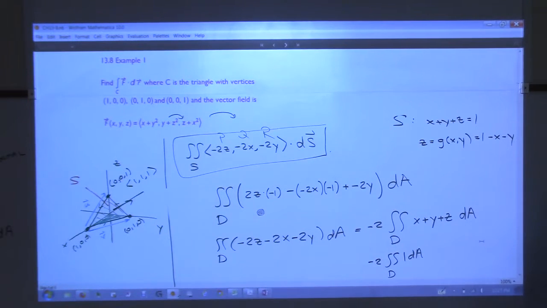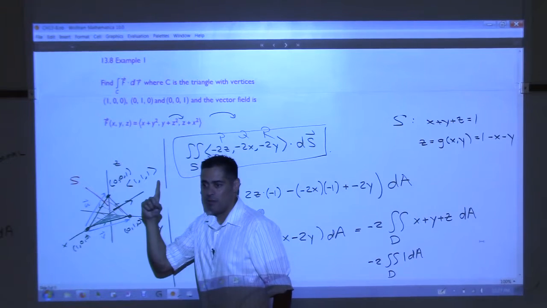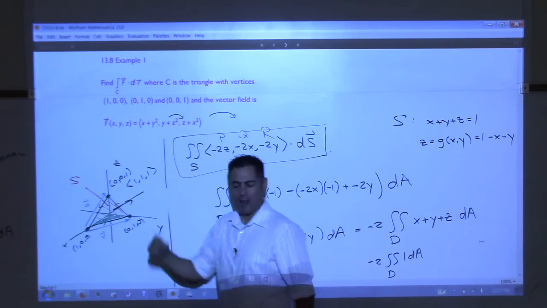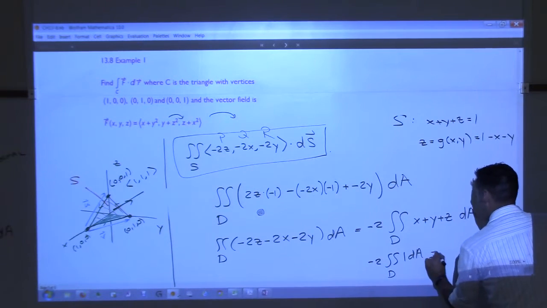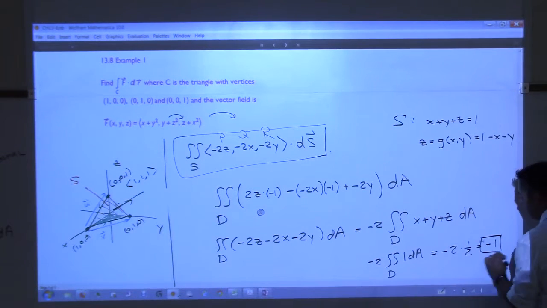And what is the area of the thing on the ground? It means what? 1 unit out, 1 unit up. So base times height is 1. Half of that is just a half, right? So this becomes negative 2 times a half, which is negative 1. That's the same answer we got the other way.